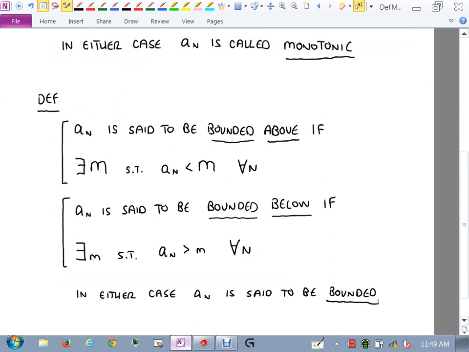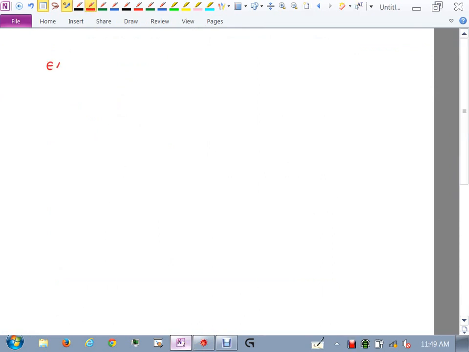As an example here, show a sub n equals 1 minus 1 over n is bounded above and below. I want us to show that. And then, is a sub n monotonic?